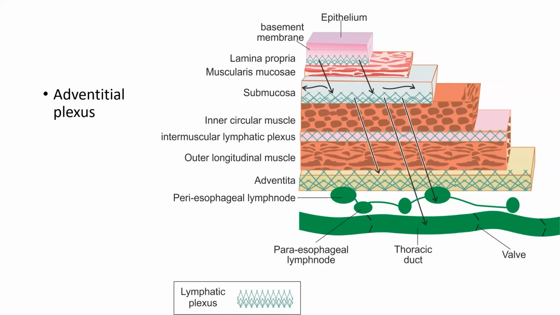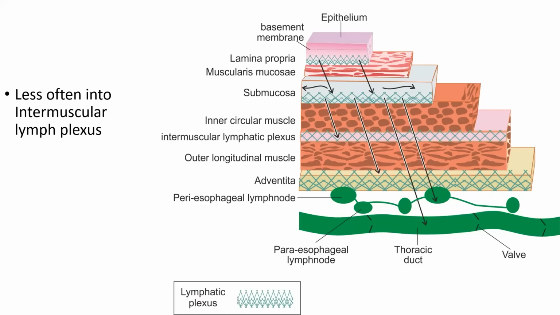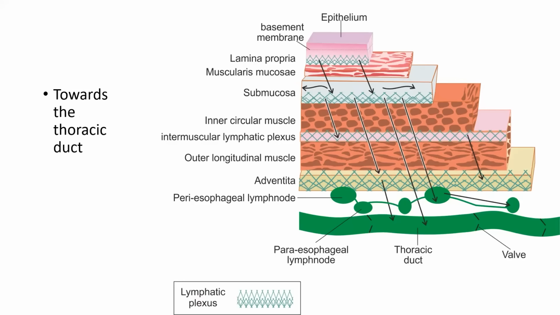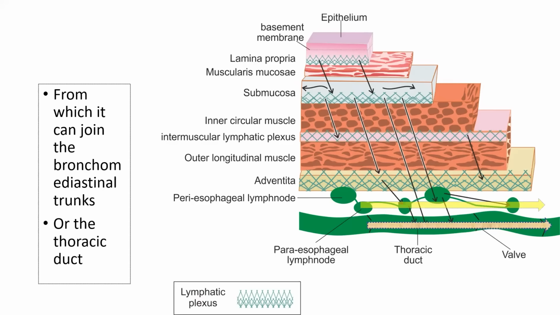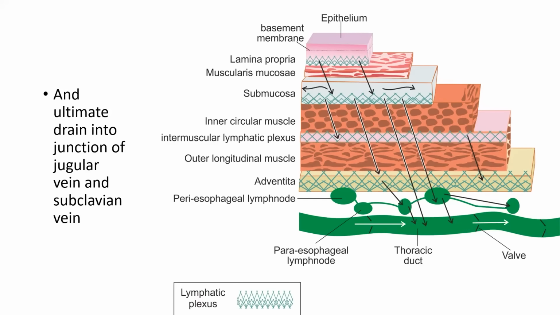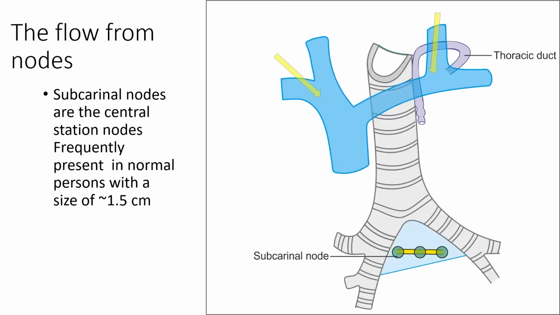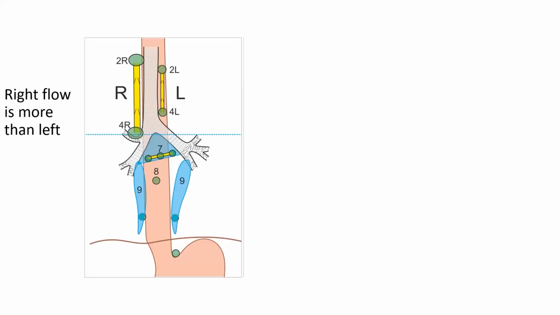It can go directly to periesophageal lymph node, periesophageal plexus, different pathways, but eventually the lymph had to drain upward towards the thoracic duct, where the passage of lymph is only in a cranial direction. So it can join the bronchomediastinal trunk, the thoracic duct, or ultimately they drain into the junction of jugular vein and subclavian vein in the neck. And this is how the subcarinal nodes are placed, and this is how the thoracic duct drains.